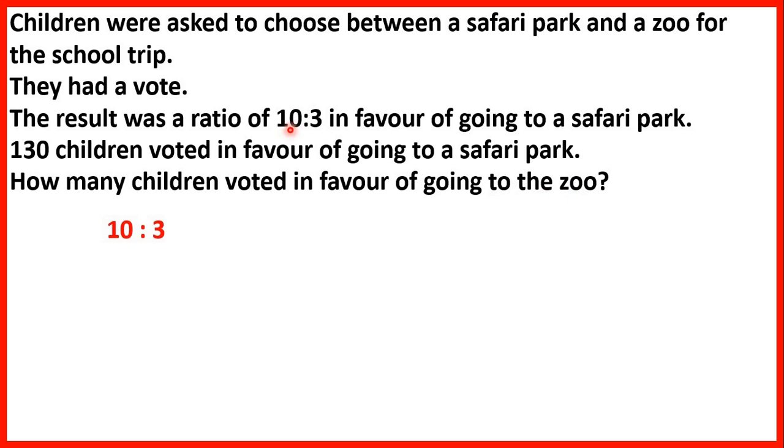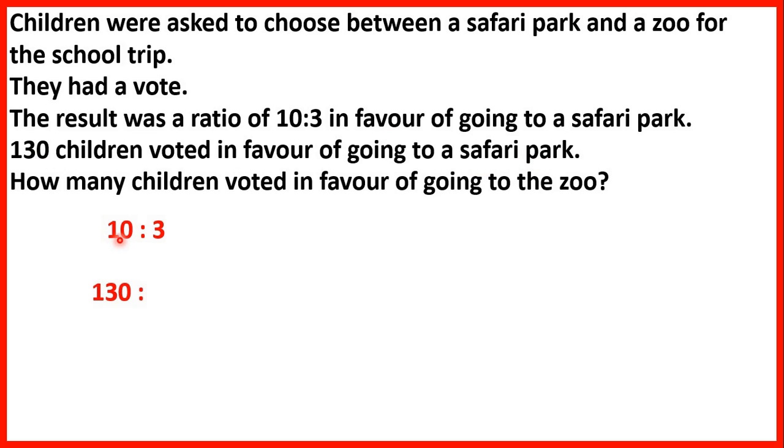So we know that it was 10-3 in favour of going to the safari park. So what this means is that for every 10 children who voted for the safari park, 3 children voted for the zoo. Now we know that 130 children altogether voted for the safari park.